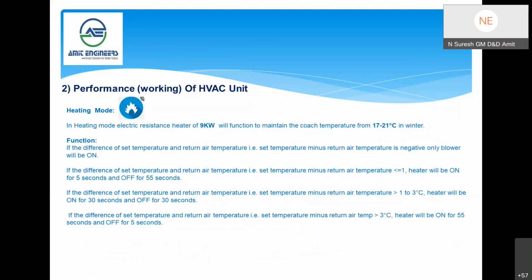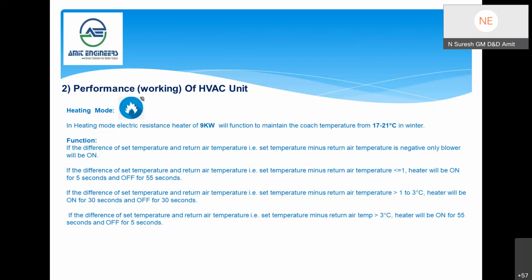So far we discussed the cooling mode, and now the heating mode. Basically, this has an electric heater of 9 kilowatt to maintain the temperature if the outside ambient is lower, and inside the coach it will maintain 17 to 21 degrees Celsius in winter. Here the logic function has been given. If the set temperature minus return air temperature is less than or equal to 1, the heater will be on for 5 seconds and off for 55 seconds.